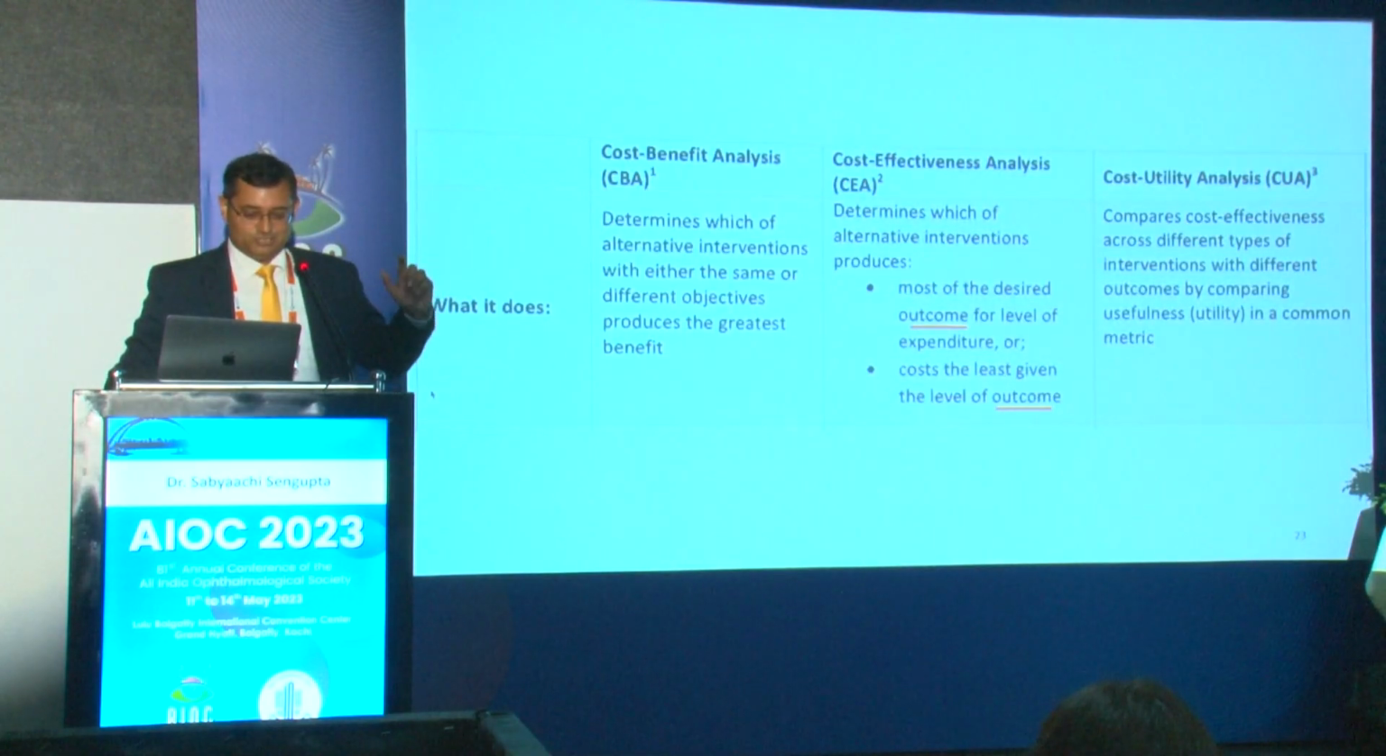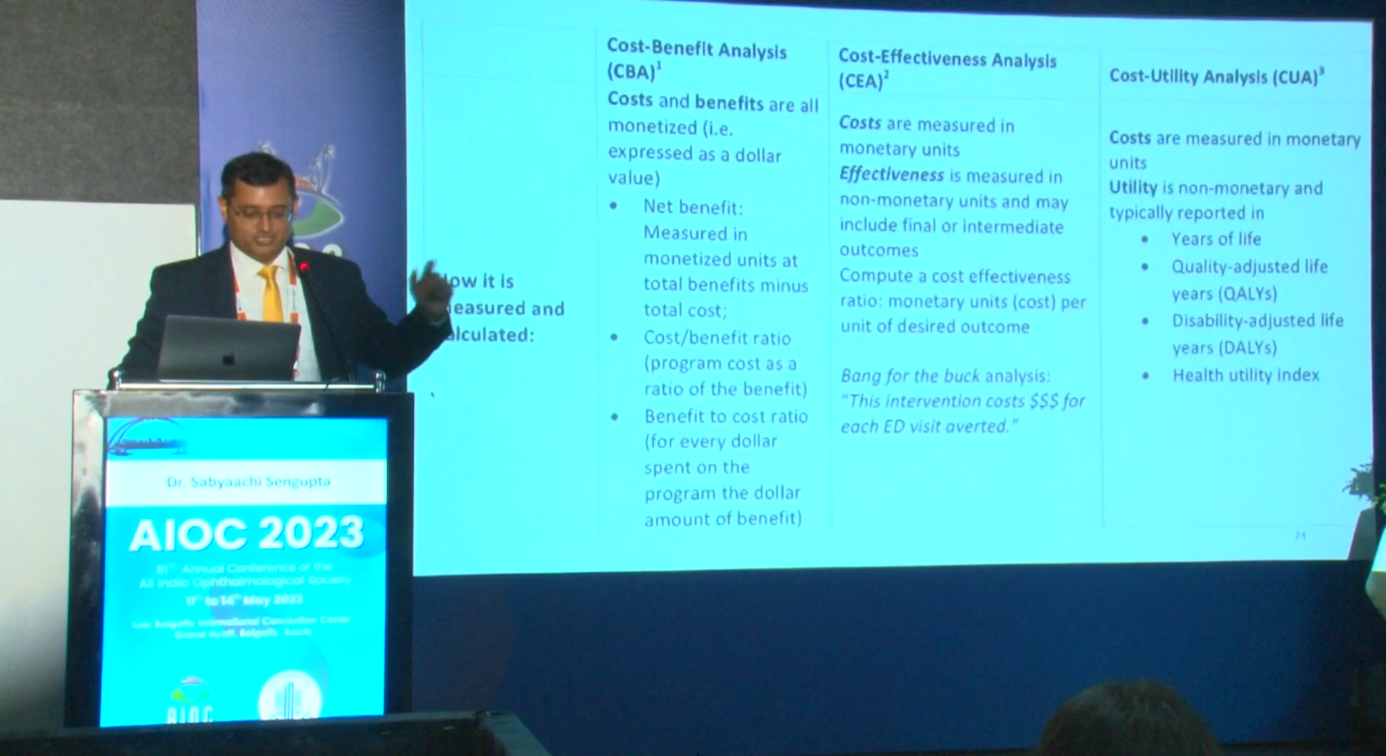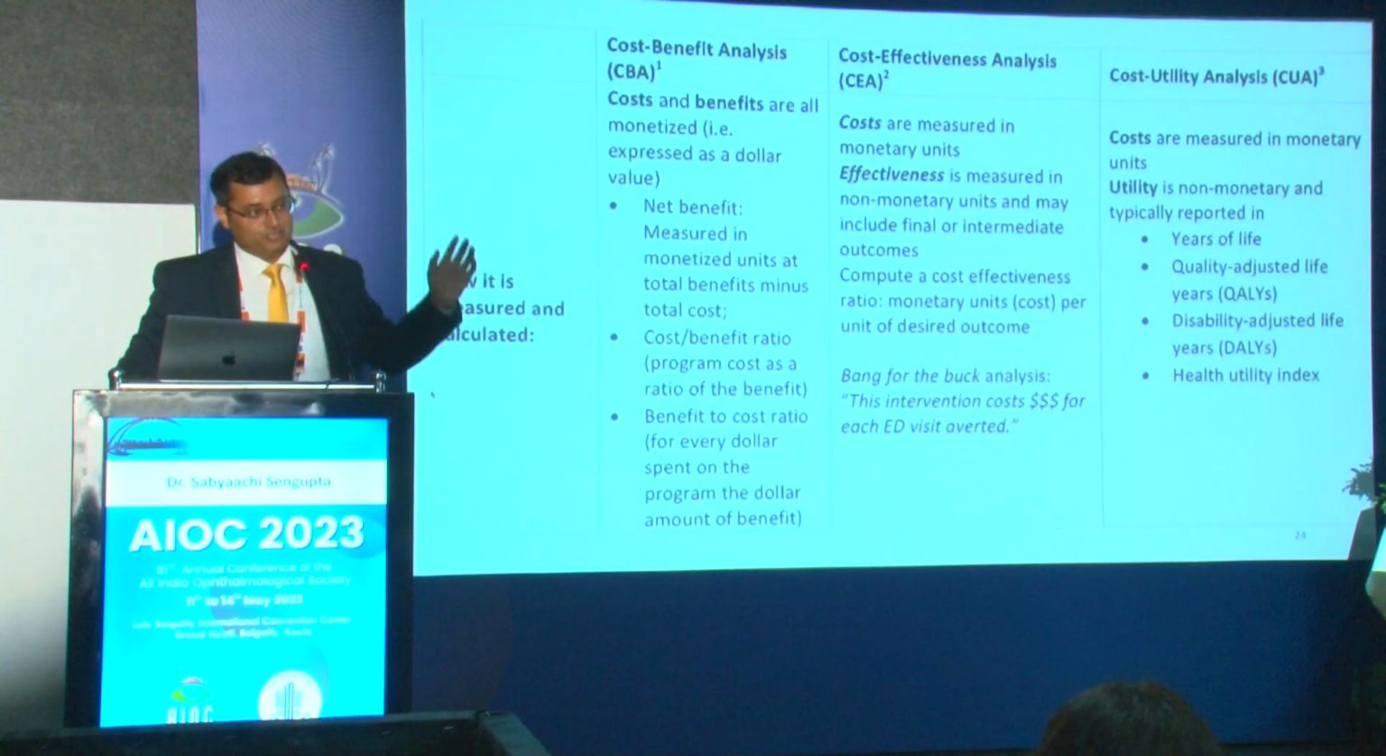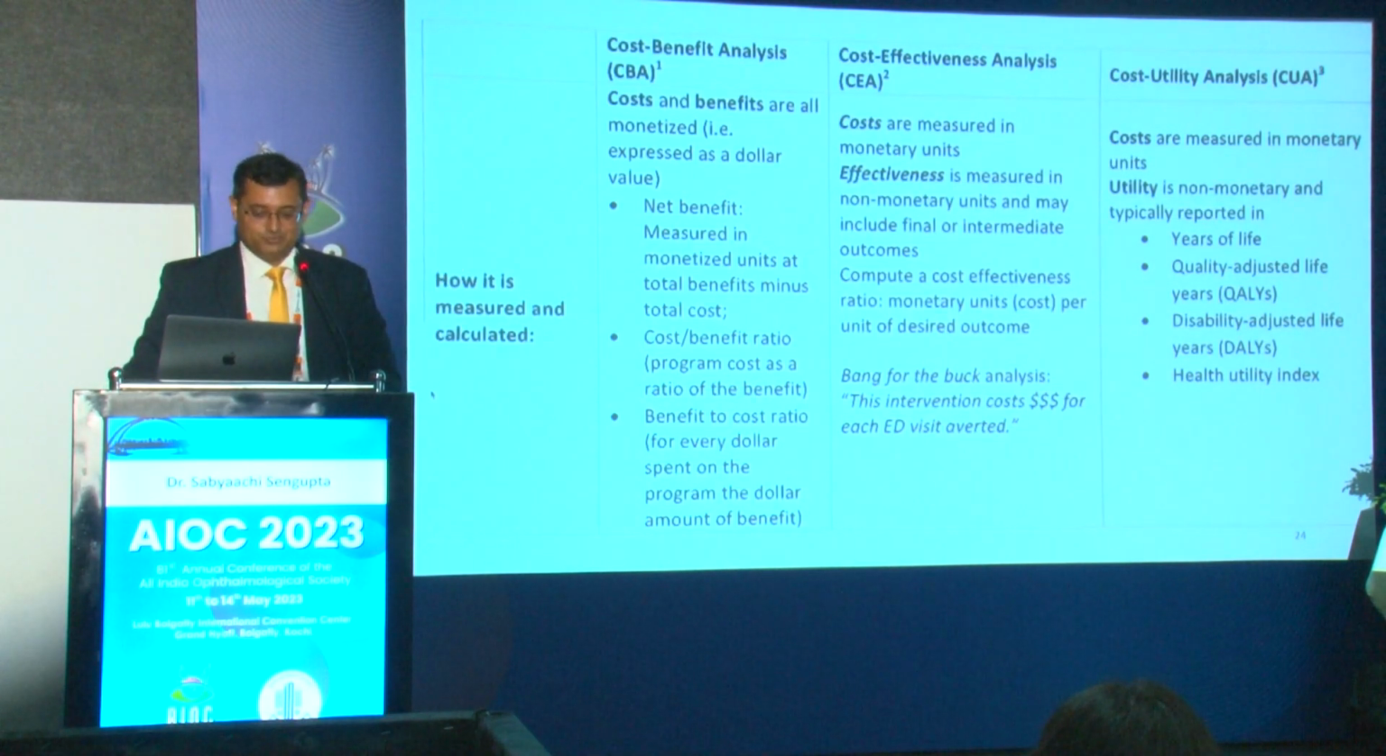So what is cost benefit? Cost is of course in monetary terms, and benefit is also purely in monetary terms. Cost effectiveness is where cost is monetary and effectiveness is measured in non-monetary units. There are many ways to do it. Cost utility analysis is what they do using QALY, and it is generally the best one to do.